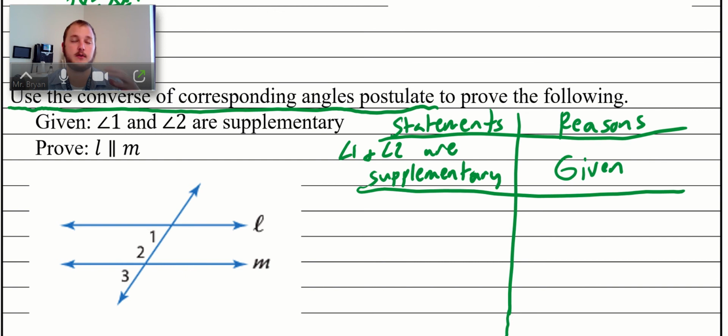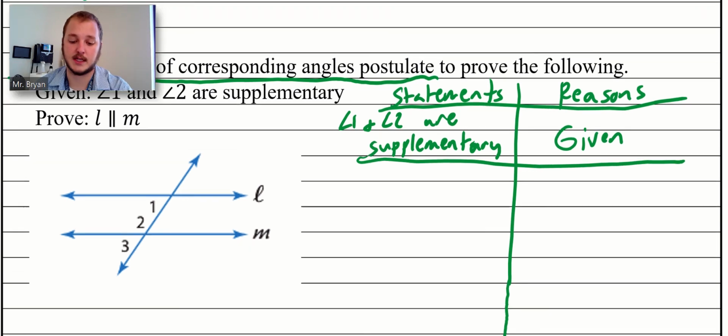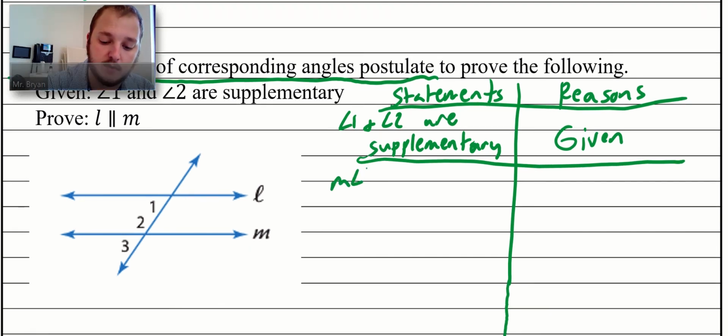So do I know anything from that, or how am I going to proceed with this? Well, if they're supplementary, we know that means that they add up to 180. So that's exactly what I'm going to say: measure of angle 1 plus measure of angle 2 equals 180 here. Okay, that's the first thing I'm going to say.